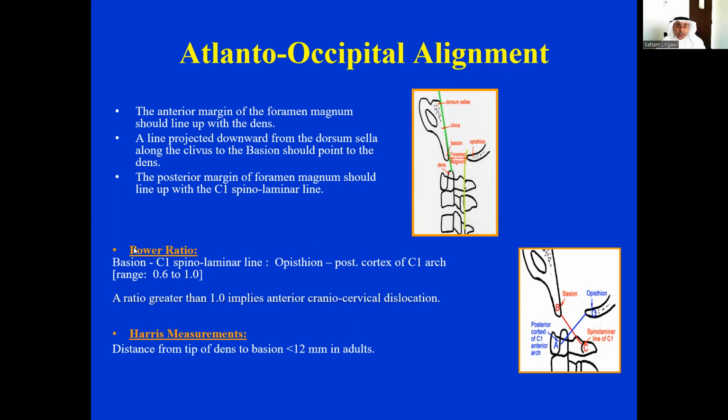Now, the Power ratio refers to the intersection of two lines. The first line is connecting the basion, which is the tip of the clivus, to the posterior arch of C1, while the other is from the opisthion, which is the tip of the occipital bone, to the posterior cortex of the anterior arch of C1. So these two lines cross each other, and the ratio should not be greater than 1. It's usually in the range of 0.8. An abnormal increased ratio is indicative of craniocervical dissociation.